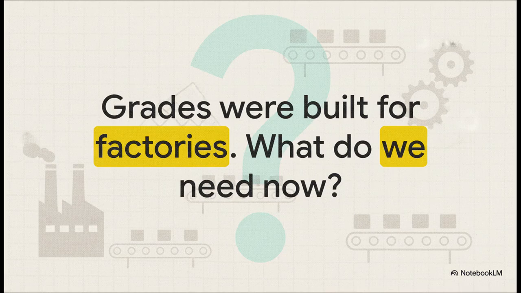So that's where we are. We're left with this massive question. Our world today isn't run by factories that need identical, compliant workers anymore. Our world needs creativity, it needs collaboration, it needs people who can bounce back from failure. So if the A-F grade was the perfect tool for the 19th century factory, what's the tool we need to build for the 21st century? Now that is a question worth spending some time on.